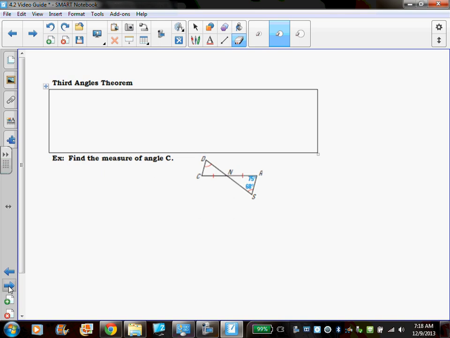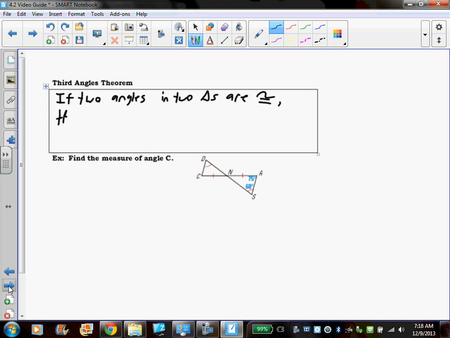Last idea in this one is that it's the third angles theorem. And basically what it says is, if 2 angles in 2 triangles are congruent, then the third angle is also congruent. And this is because if 2 of the angles in a triangle are congruent already, that means that the last angle has to complete 180 degrees in both triangles. So it's going to have to be the same size in both.